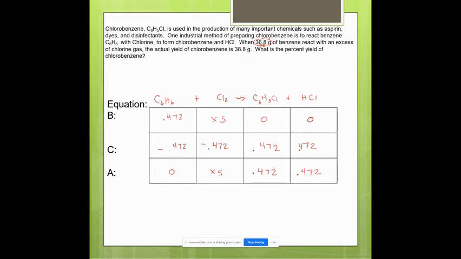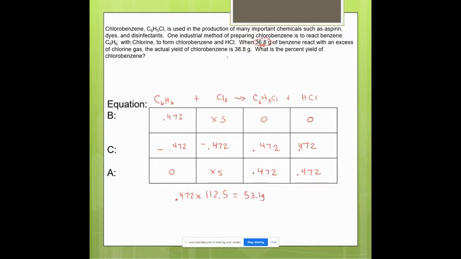All right, so this is how many moles we should make of this. So we're going to take 0.472. We're going to multiply that by the molar mass of chlorobenzene, which happens to be 112.5. And that's going to tell us that we should have made 53.1 grams.